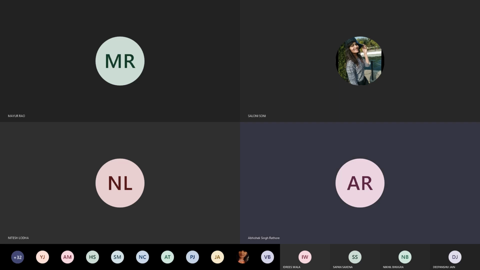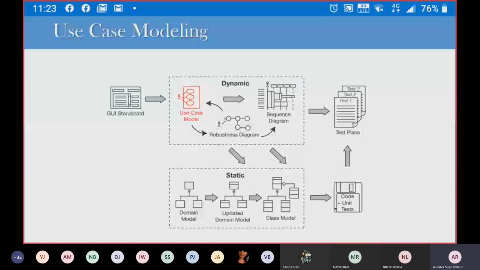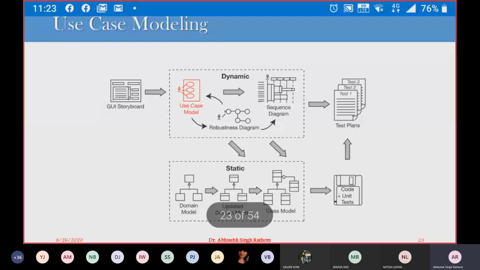Okay, then we are starting with use case modeling. In this use case modeling, we had completed the domain model in the last class. Then we are starting with use case modeling, and that is we are going for the dynamic view that is to be collected from our requirement side. So we'll start. This use case diagram that is visible, that is in the red portion, is what we are trying to develop in this class.